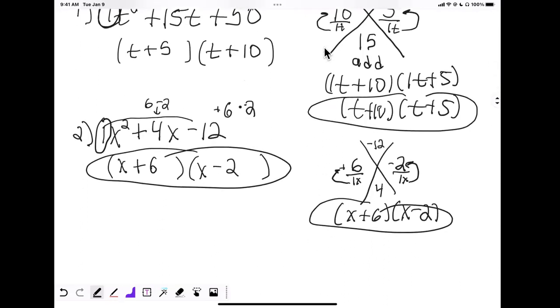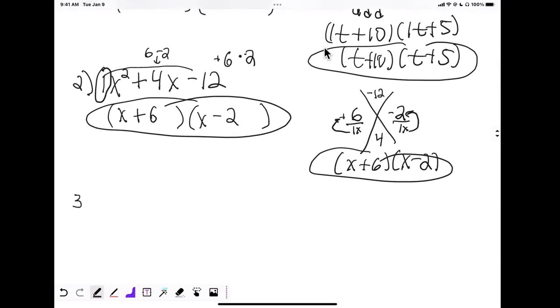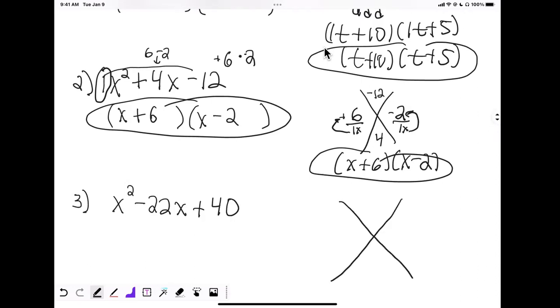So I want to do one more like these before I add on to something else. X squared minus 22x plus 40. I'm going to start with the AC method first. So this time, okay, we multiply. We had to multiply to be 40. We had to add up to be negative 22.